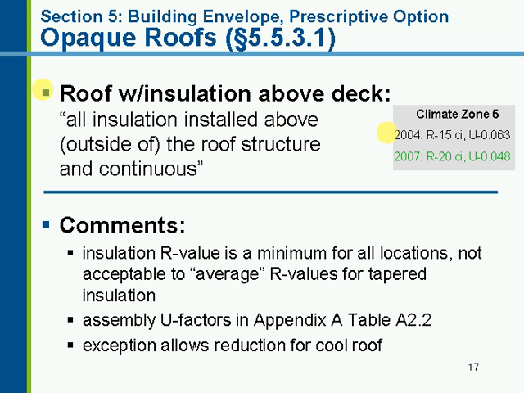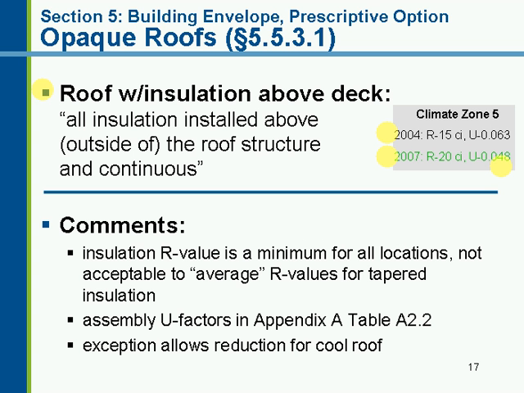For 2004, the general requirements were for R15 continuous insulation in Climate Zone 5. That's been bumped up a notch to R20 continuous insulation for the 2007 version. And you see the comparable U factor in the box there on the right is 0.048.